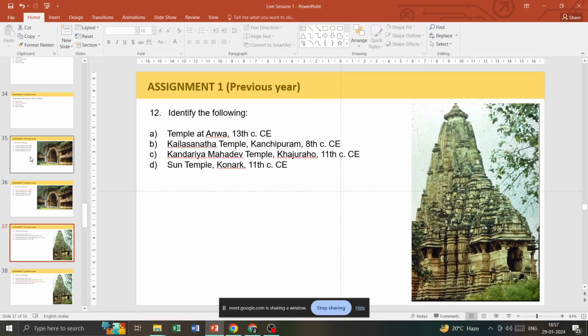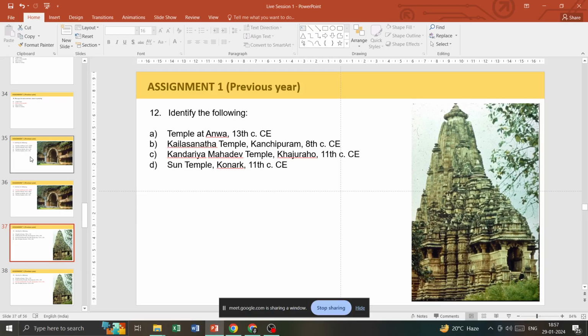Question number 12, identify the following. So there is this image: temple at Anwa, Kailashnath temple, Kanchipuram, Kandaria Mahadev temple, Khajuraho, or Sun temple, Konark. Many of you might know which temple it is, because it's a very famous temple.